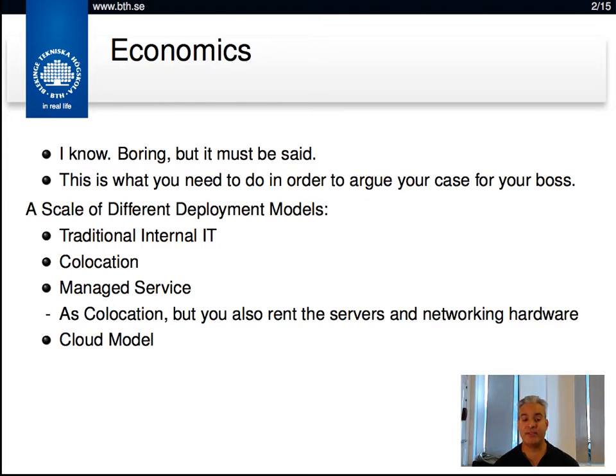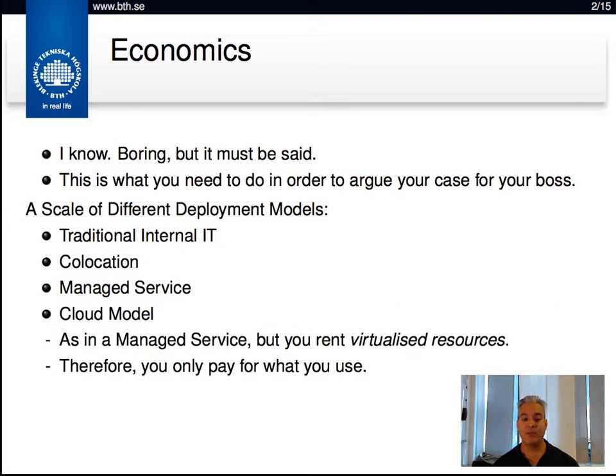A managed service is similar to co-location in turn, but you also rent the servers and the networking hardware. So it's slightly easier, but it's still something that takes time to get started with, because you have to negotiate first how many servers you need, and you need to make sure that your host procures those servers and sets them up for you, and then manages them for you. The cloud model is like in a managed service, but you rent virtualized resources, and therefore you pay for what you use, and it's much faster to set up a new machine and take it down again.